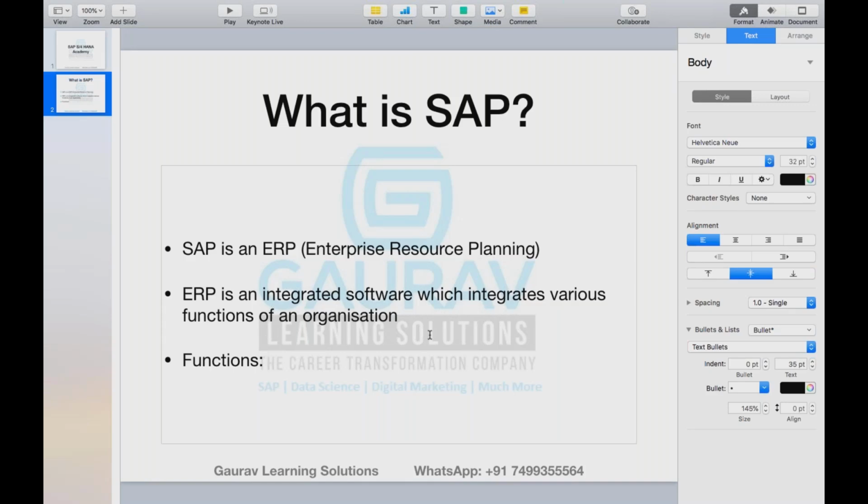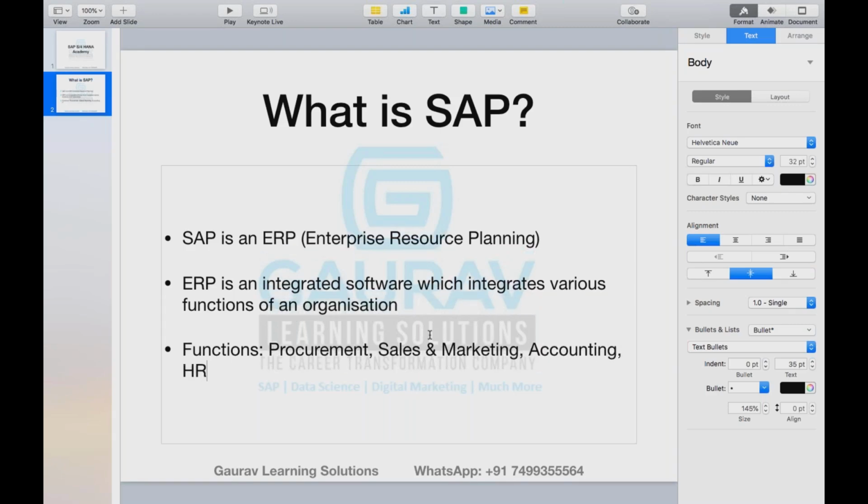Production. Procurement, someone has said, yes. What else? Marketing. So I'll say sales and marketing. Accounting. HR. Finance. Supply chain. Warehouse. Okay, let's limit it to here itself. We already know that there are many others, but these are good for the example's sake.